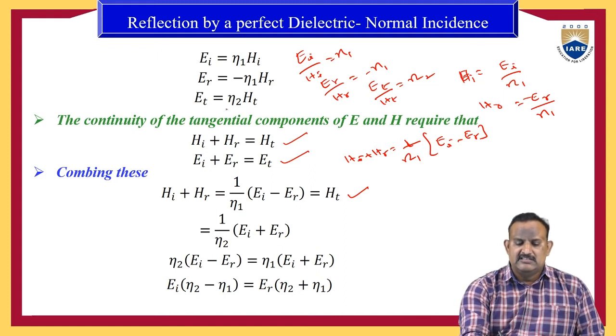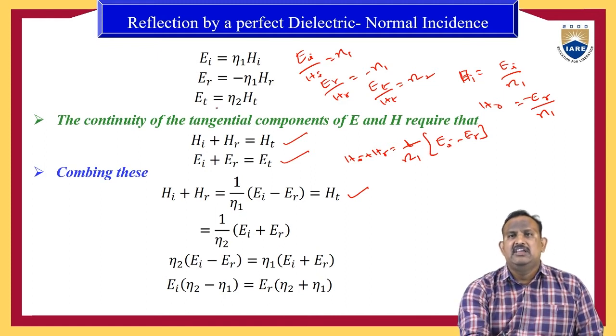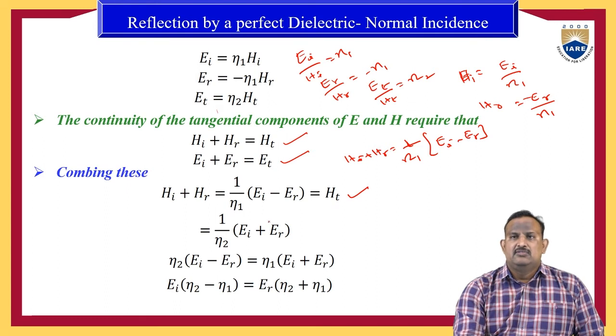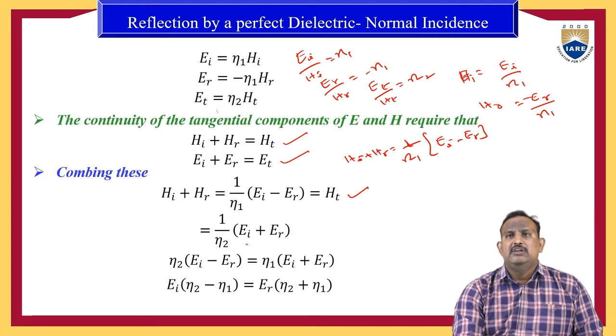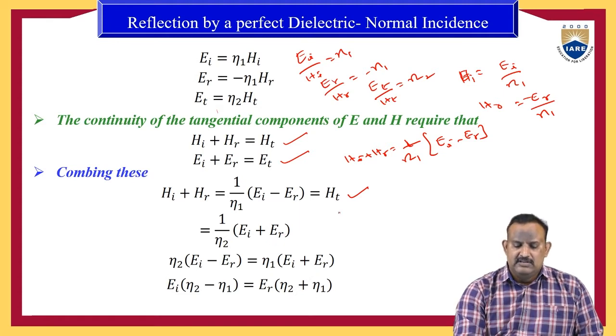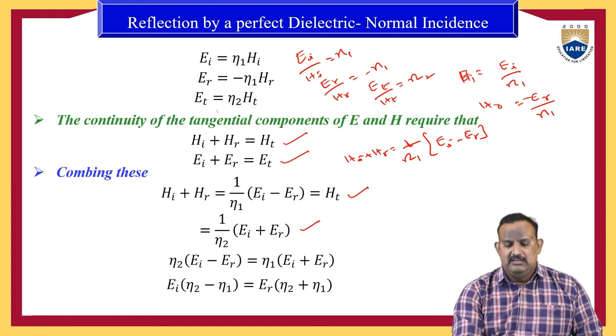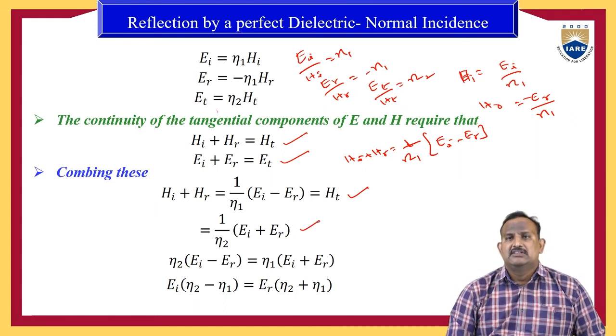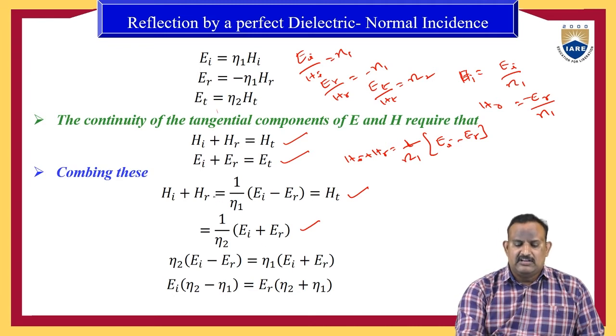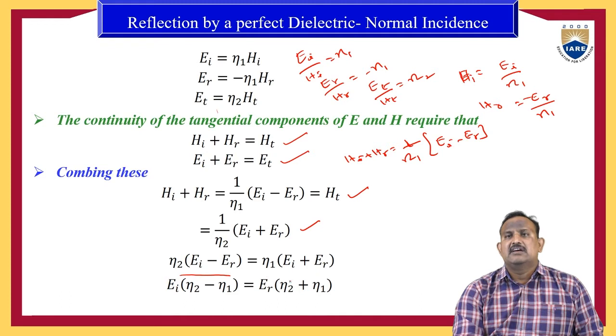HT is nothing but ET by eta 2. Therefore, we can write HT is equal to 1 by eta 2 into ET, and ET is nothing but EI plus ER. Therefore, HT is equal to 1 by eta 2 into EI plus ER. Now we equate the two equations, cross multiplying them. Therefore, eta 2 into EI minus ER is equal to eta 1 into EI plus ER.